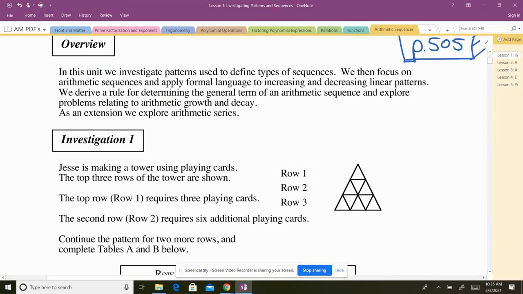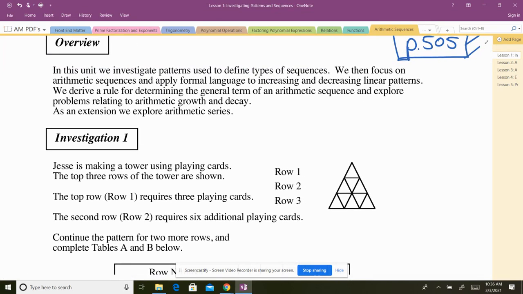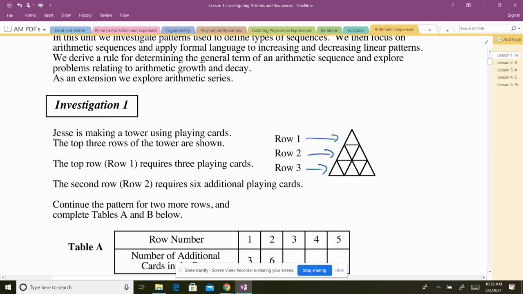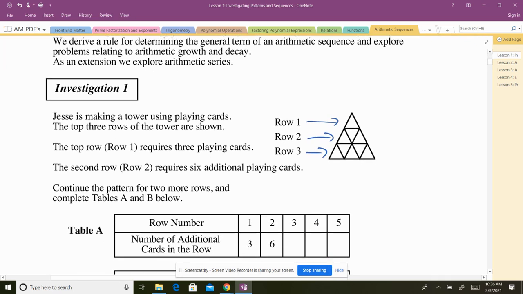Jesse is making a tower using playing cards. This is row 1, this is row 2, and this is row 3. Row 1 requires 3 playing cards. So these are cards all put together to make a little triangle, okay?